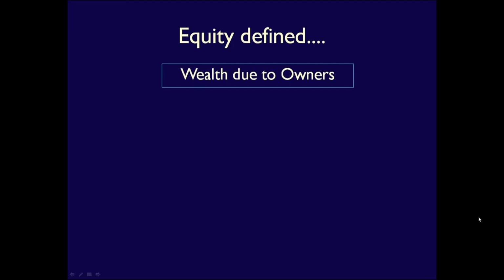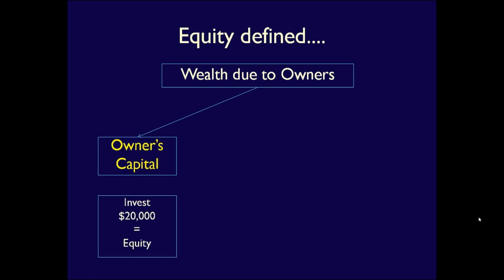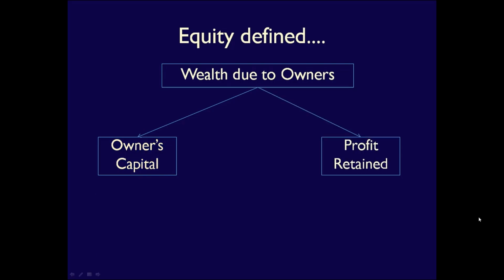Equity is equal to the wealth that is due to the owners of the business, and it is made up of two items. First, equity is the capital provided by the owners. For instance, if you start a business with $20,000 of your own money, then you have $20,000 of capital in the business, which is recorded as an equity. Second, equity is the profit that the business generates and keeps in the business. For instance, if the business has profit of $10,000 during the year, then the equity would go up by $10,000.